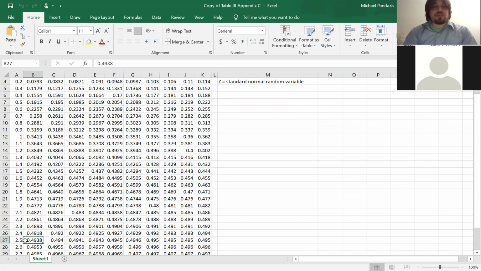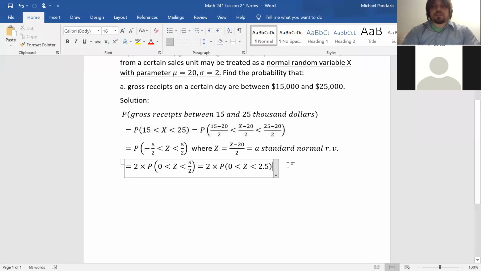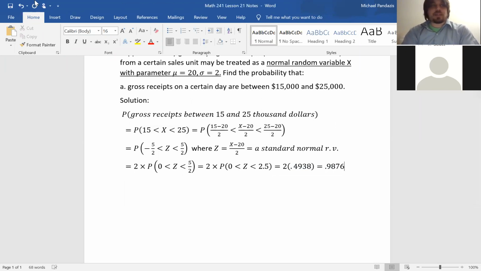0.4938. So 0 less than z less than 2.50 is 0.4938 right there. That's when you have this little z here. This is 2.5, 0.4938. So the probability is equal to 2 times 0.4938. And if you multiply 2 times that, you get 0.9876. Okay, so that's part A.